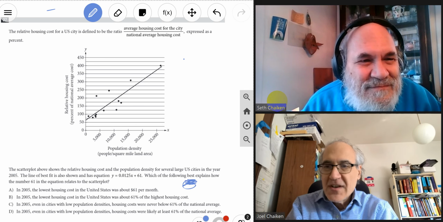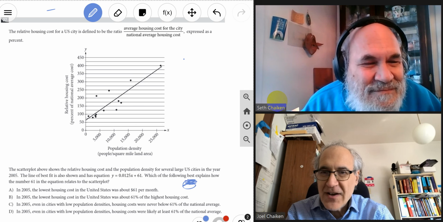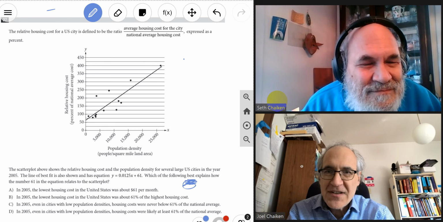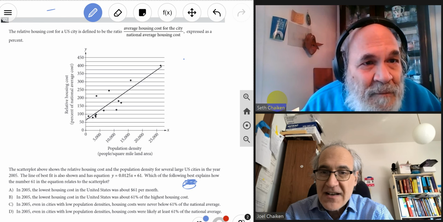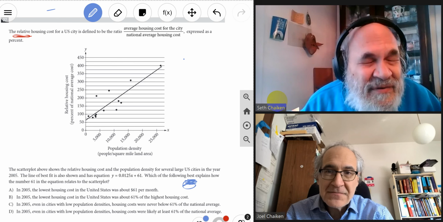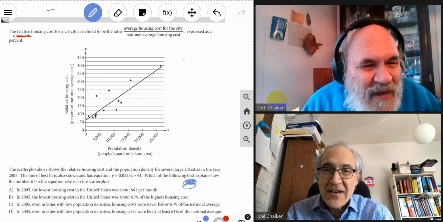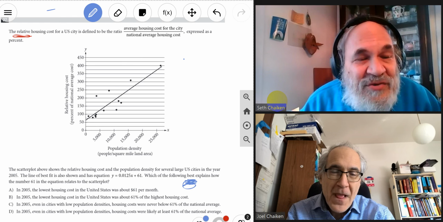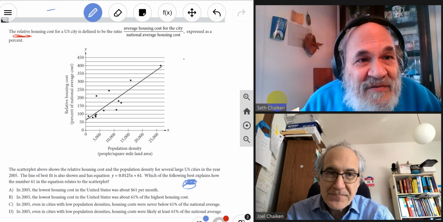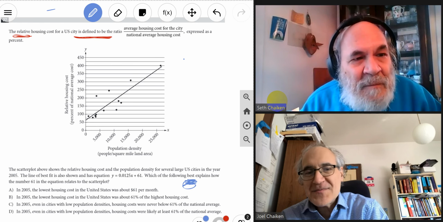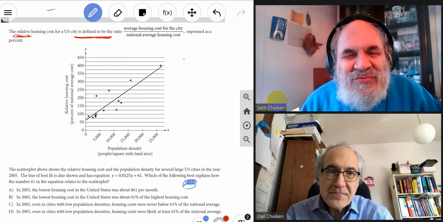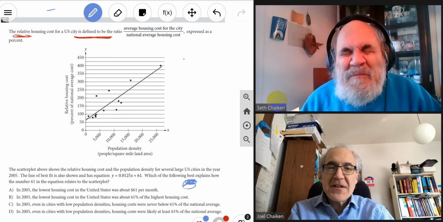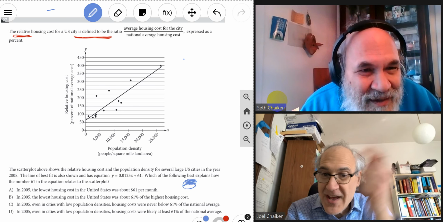Okay, here we go. The relative housing cost for a U.S. city is defined to be the average housing cost for the city divided by the national average housing cost, so it's normalized against the national housing cost, expressed as a percent. Got it. That's why it's called relative. The word relative makes you at least understand, and that kind of definition is called a relative quantity. This is all the stuff you should be going through your head as you're reading it.